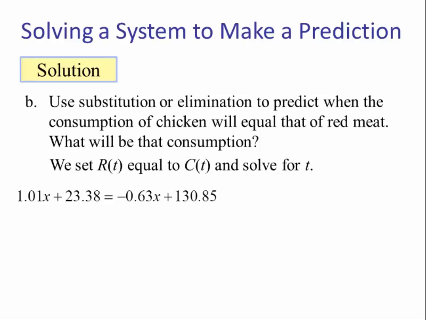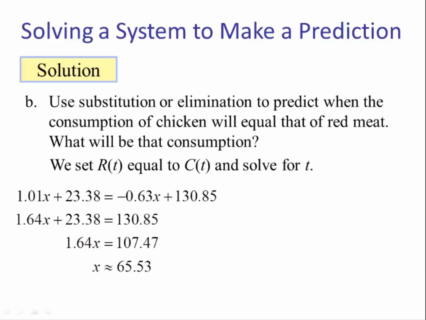B. We take R of t and set it equal to C of t and solve for t. So we're using substitution. We have this expression equal to this expression. The next step, I want to add 0.63x to both sides and combine like terms. Next, I want to subtract 23.38 from both sides. I'm left with this equation. And finally, we divide by 1.64, and we get x is approximately 65.53 to 2 decimal places.